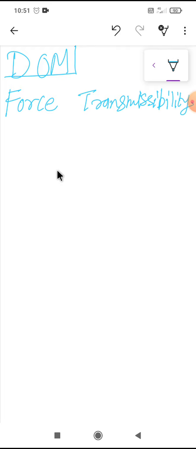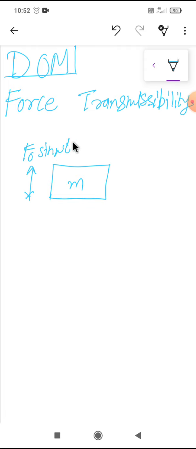So suppose this is a machine. The machine has mass m, and it is moving in the up and down direction with the forced vibration, that is f0 sine omega t. Any machine will have a vibration, and it will be a continuous forced vibration, so that is f0 sine omega t.